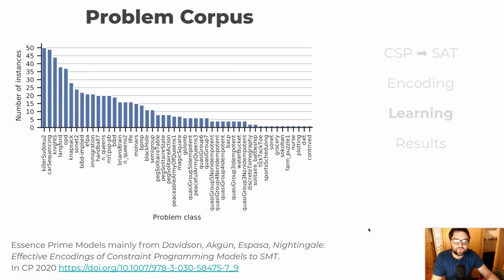In terms of the problems, we used a corpus from a recent Savile Row paper, shown below here. One advantage was that the models were already written in Essence Prime, and it also had a wide variety of problem classes. Although one issue you'll spot is that there are many more instances in some of the problem classes than in others, which might have as few as one.